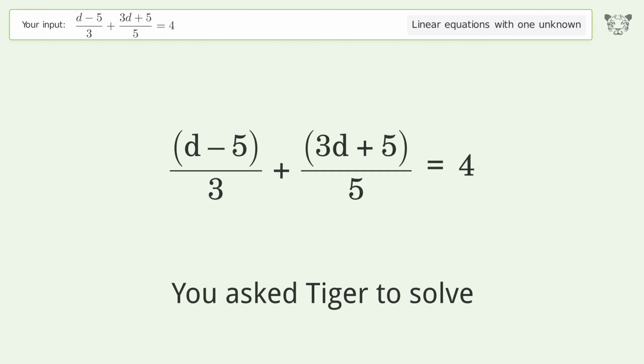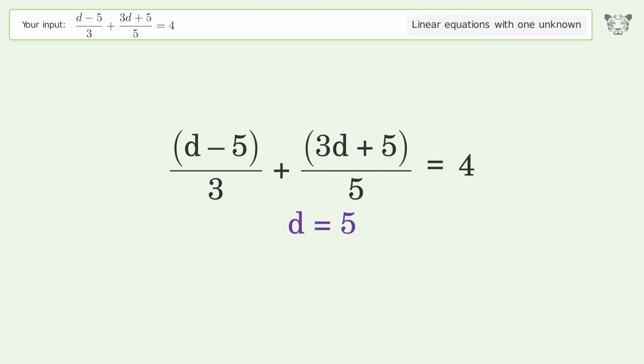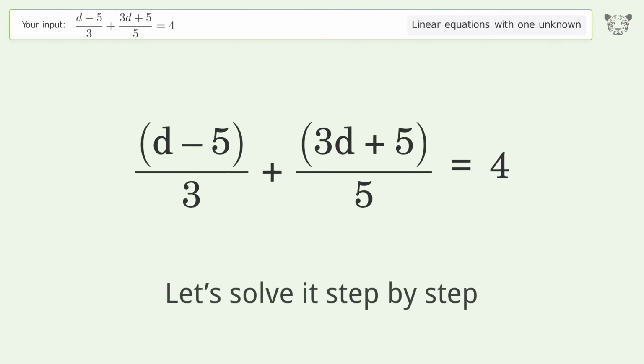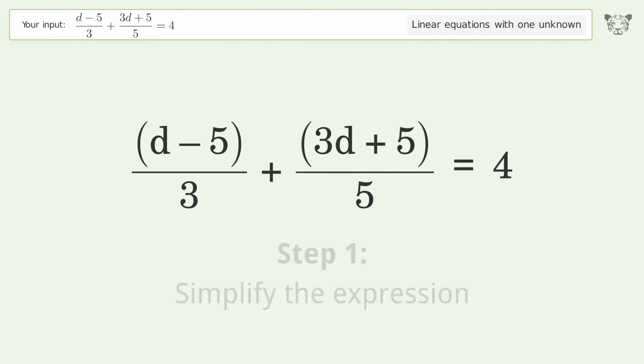You ask Tiger to solve. This deals with linear equations with one unknown. The final result is d=5. Let's solve it step by step. Simplify the expression. Break up the fraction.